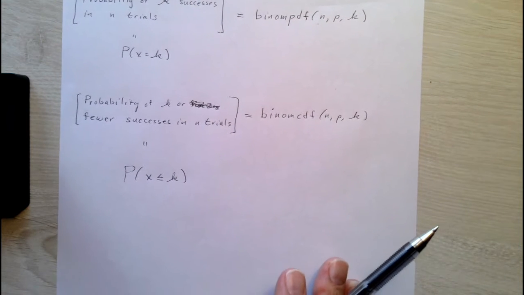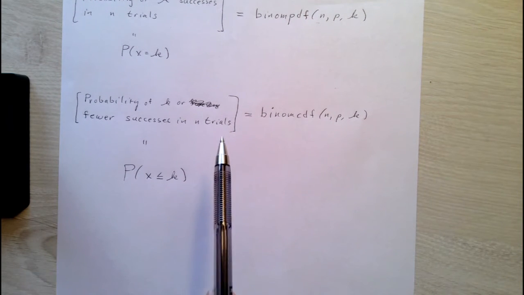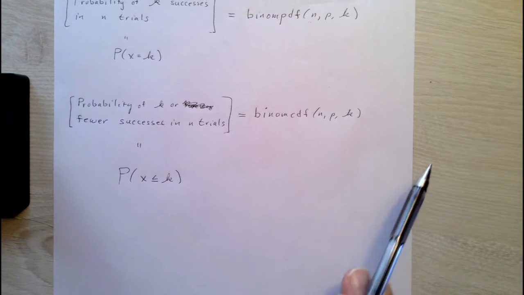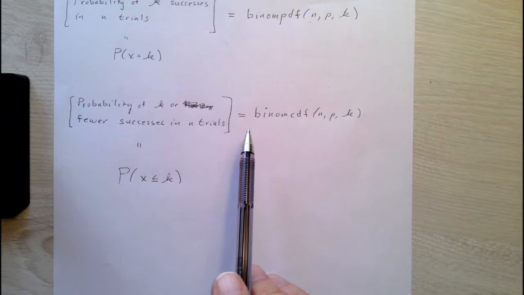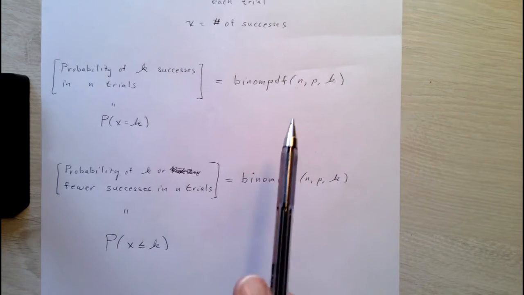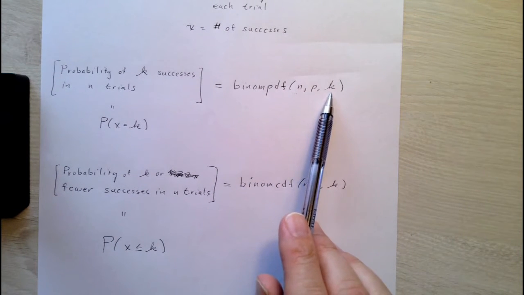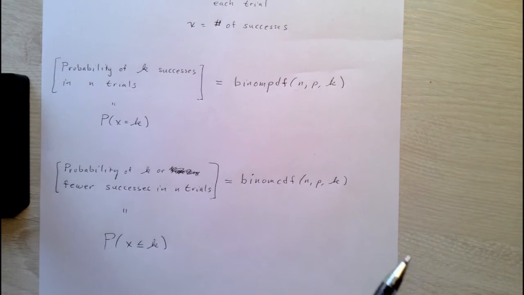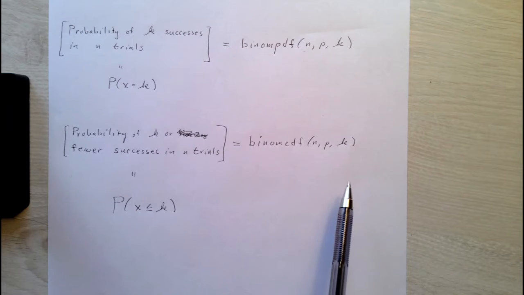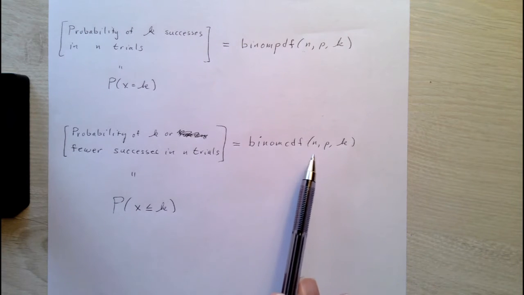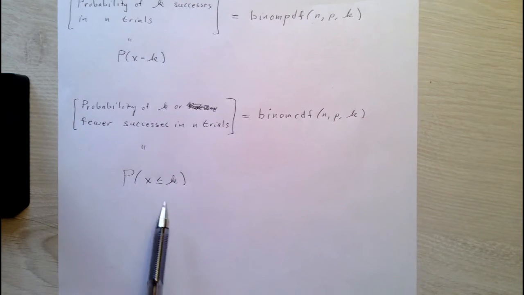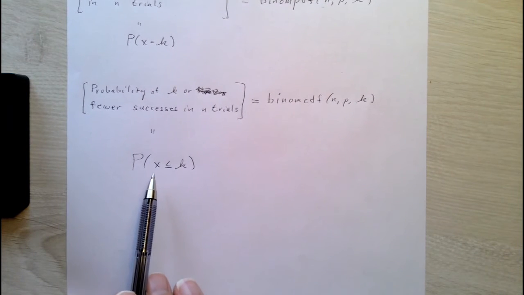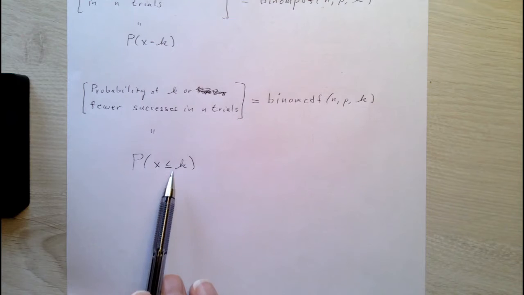If you want to find the probability of k or fewer successes, then we use a different command, binomcdf, because we could use the PDF and calculate this for k equals 0 and k equals 1, and then all the way up to whatever k is. But we can do this in one fell swoop. This is binomcdf, and this is the probability that x is less than or equal to k, which really is the same thing as x being between 0 and k inclusive.